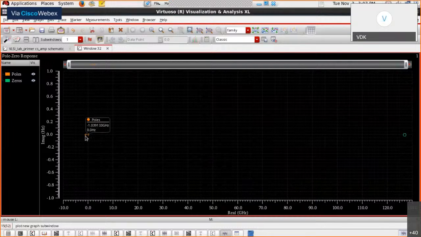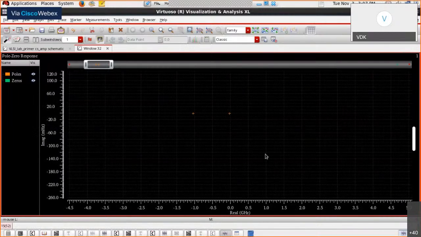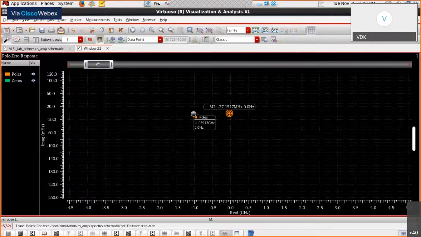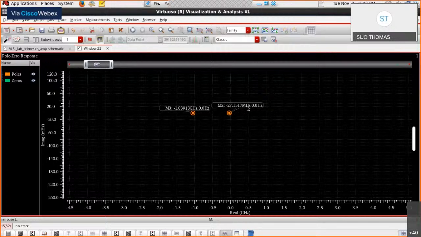All right. So just look at the locations of the poles. Just zoom in there. You can actually put markers. You can zoom in, put markers. Okay. One more to that. Okay. So as you can see here, these are real poles, and the first pole actually is at a frequency of 27.15 megahertz, right?